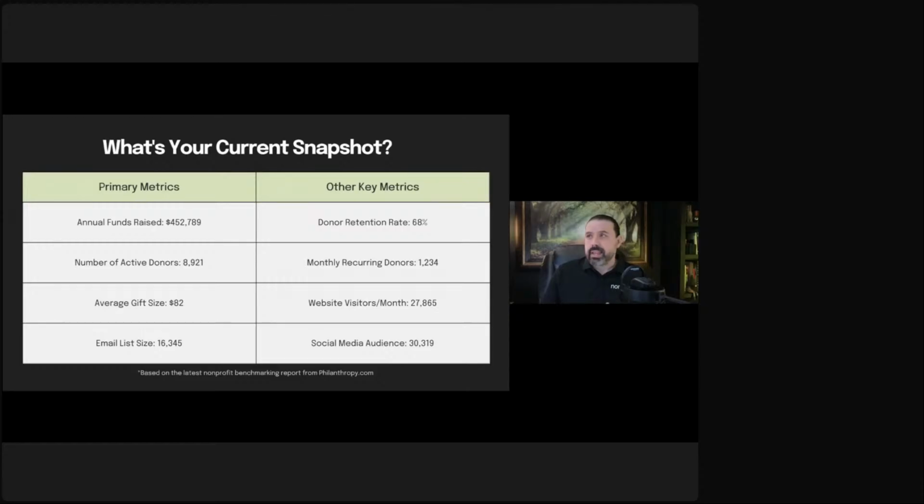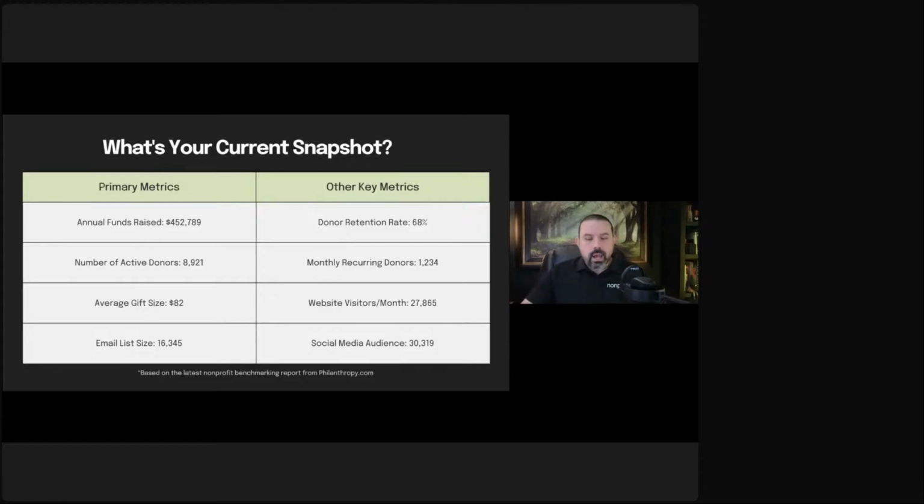Donor retention rates. What's your donor retention rate? Well, the benchmark is 68%. Are you keeping your donors? This is a good number to try to understand. If you're doing less than this, that means you're doing less than the average. There's something that needs to change. If you're doing more than this, that means you're doing great. So these are great numbers that'll give you a little bit of a benchmark, a little bit of an idea.